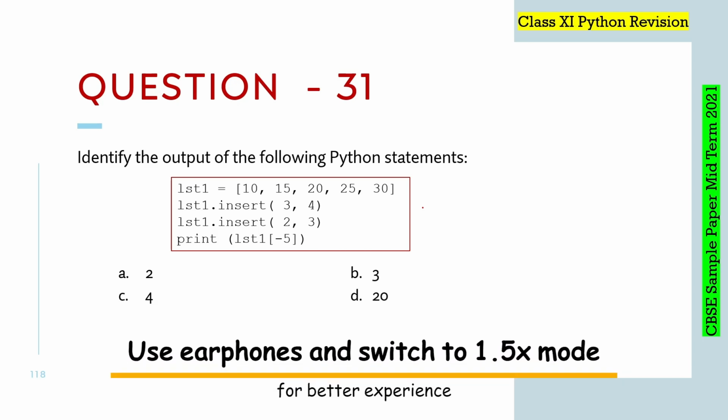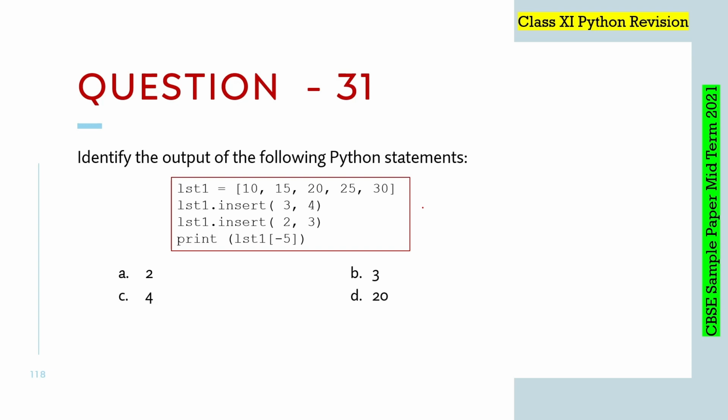So this is question number 31 from the CBSE sample paper midterm 2021, and this question comes under the topic class 11th Python revision. In this particular question, four statements have been given to you and you have been asked which of the given four options will be the correct output of this code.